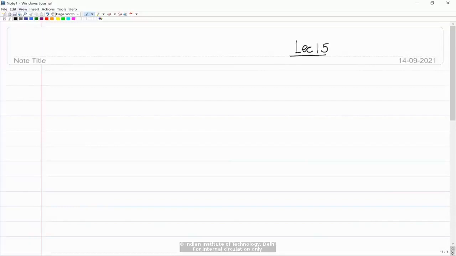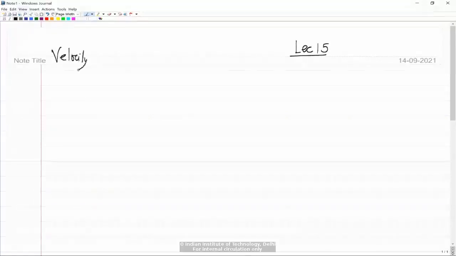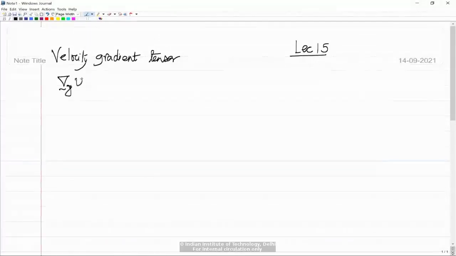To give you a recap of what we did in the last class, we had introduced this velocity gradient tensor. It's an Eulerian quantity. That means it's the gradient, but the Eulerian gradient, grad y of velocity v. And we had also derived that this is the same as F dot F inverse. Because, as you will see, it's really a quantity of interest, it has got a name, that is L.